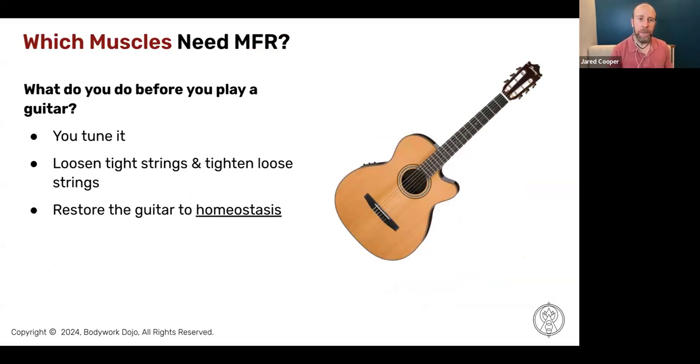All right, so which muscles need myofascial release? If the concept is to make muscles or myofascial tissue longer, then which muscles do you target? That brings me to the analogy of the guitar and the question, what do you do before you play a guitar? The answer is obvious. You tune the guitar. You don't just go around loosening every string. You loosen the tight strings and you tighten the loose strings. You could say, in a way, that you're restoring the guitar to homeostasis.